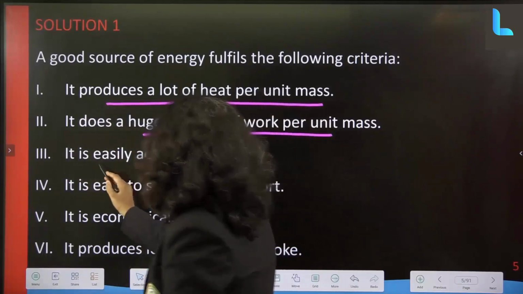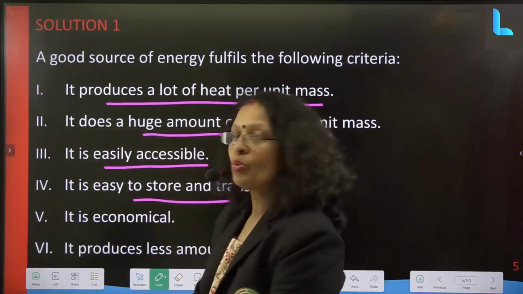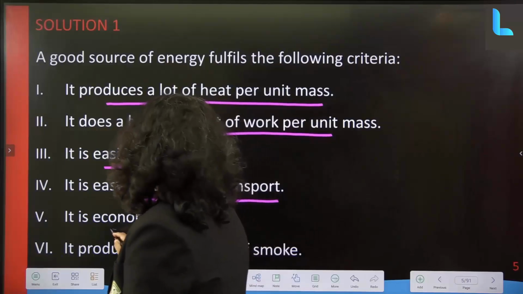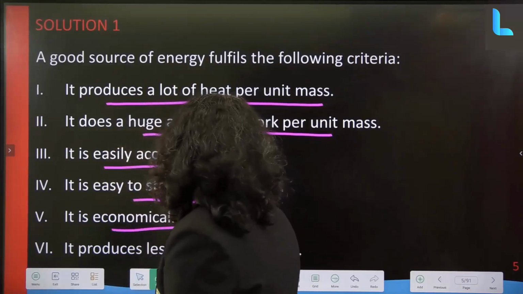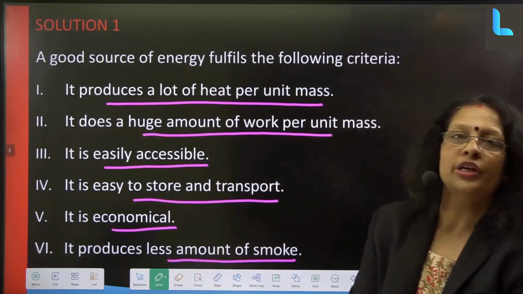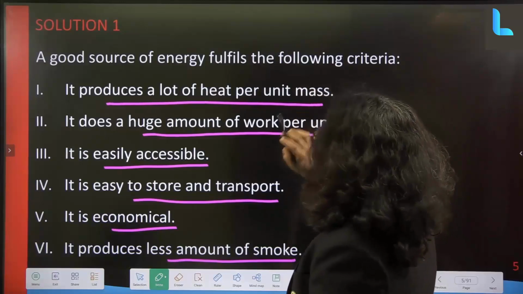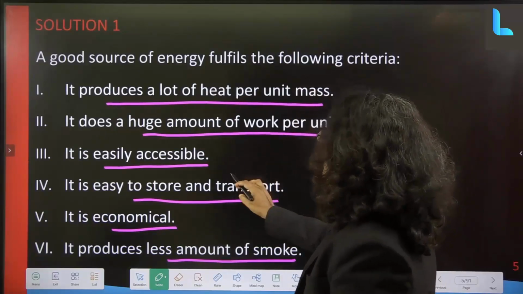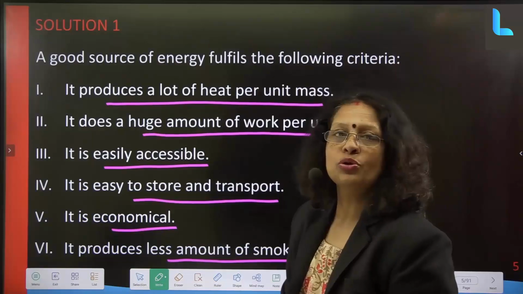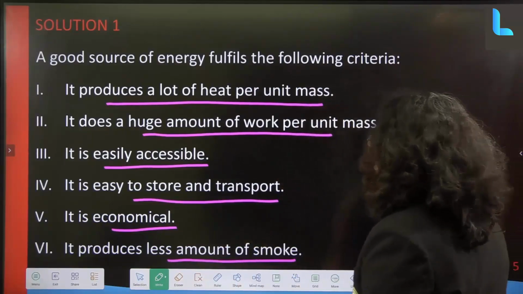Then it should be easily accessible. It should be easy to store and transport also. Then it is economical. Then it produces less amount of smoke. So these are the qualities of a good energy source: it produces a lot of heat, does a huge amount of work, is easily accessible, easy to store and transport, economical, and it should give less smoke.